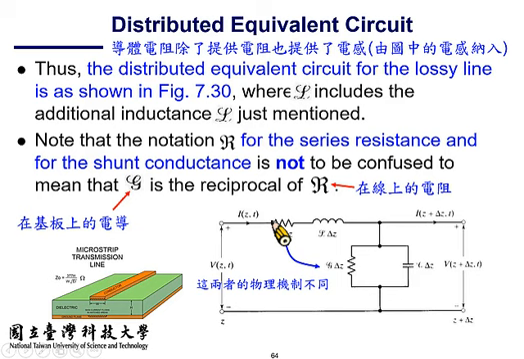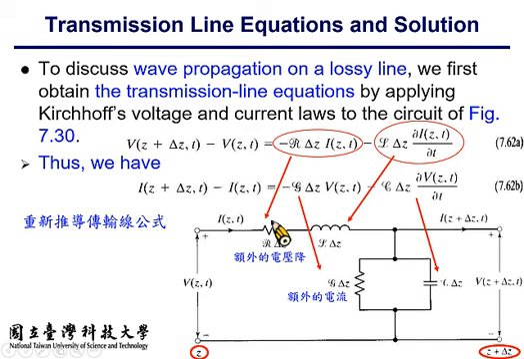So the resistance here is the per unit length resistance times the length of the transmission line. So it's labeled as R delta Z, and the same principle is applied to the other 3 components: per unit length inductance times the length of the transmission line, per unit length conductance, per unit length capacitance. Alright? Okay, so what next?